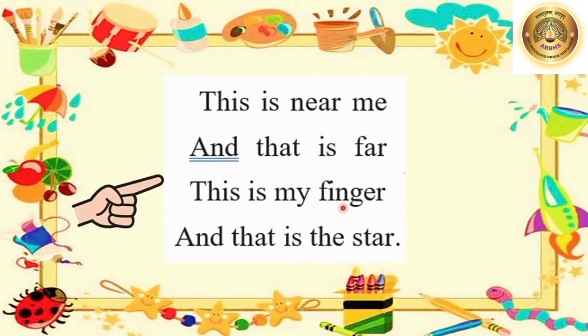This is my finger. The poet wants to tell that the finger is always near to you. So he says this is for the finger as it is near to you. And that is the star. Are the stars near to you? No, right? They are far away from you. Yes, they are in the sky. So you will say that is the star. We will read one more time. What does the poet want to tell you? This is near me and that is far. This is my finger and that is the star.